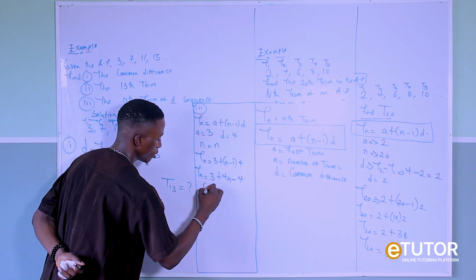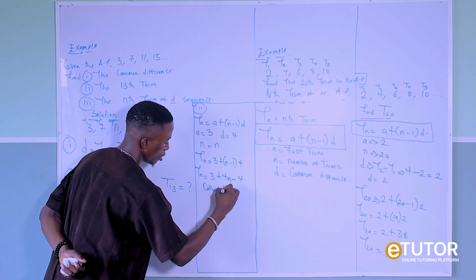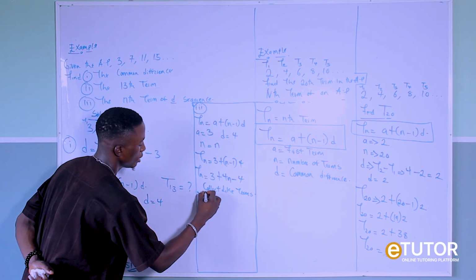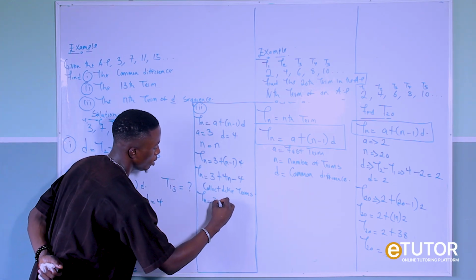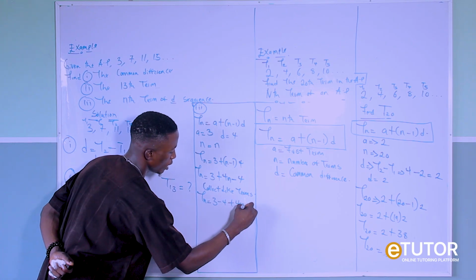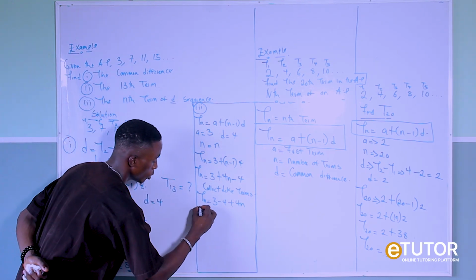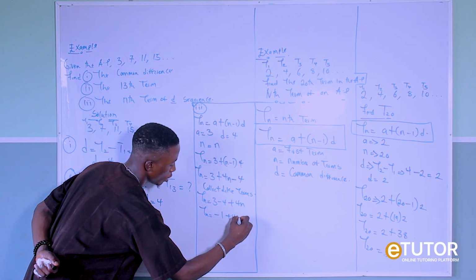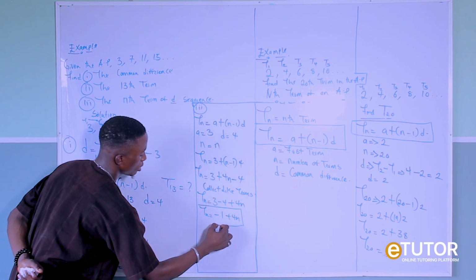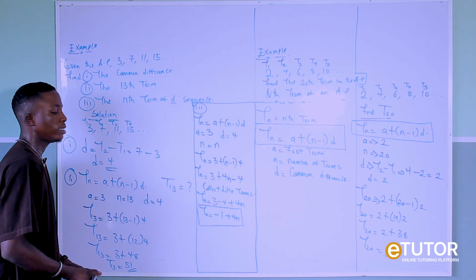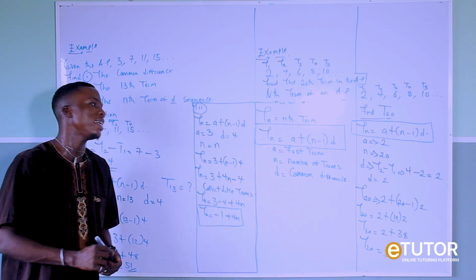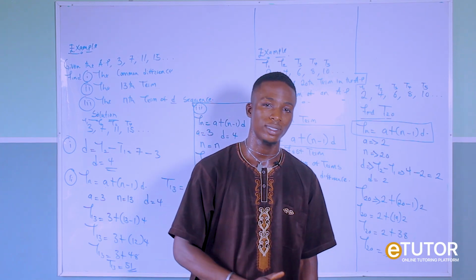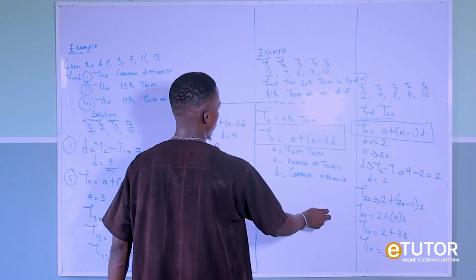So you collect like terms. So we'll have my Tn equals 3 minus 4 plus 4n. So my Tn equals negative 1 plus 4n. This is the nth term of this sequence. So if you are told to find the nth term of any sequence, just know your n will still remain n. Now, that is that.